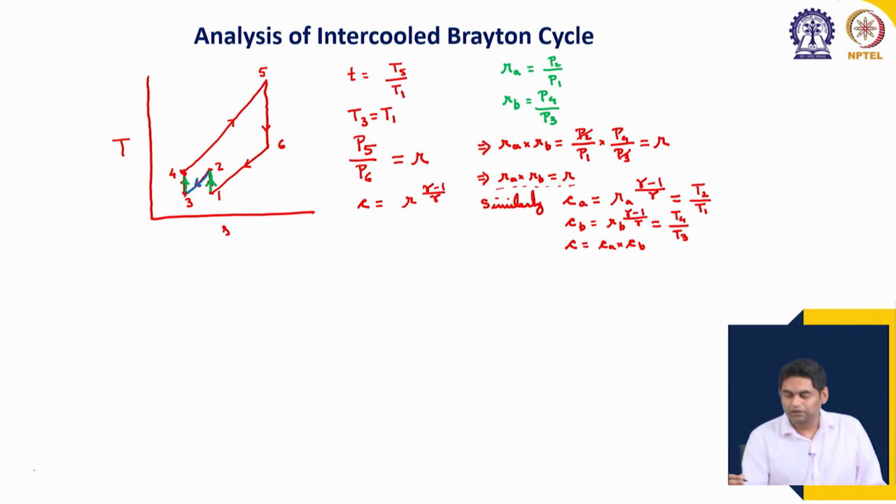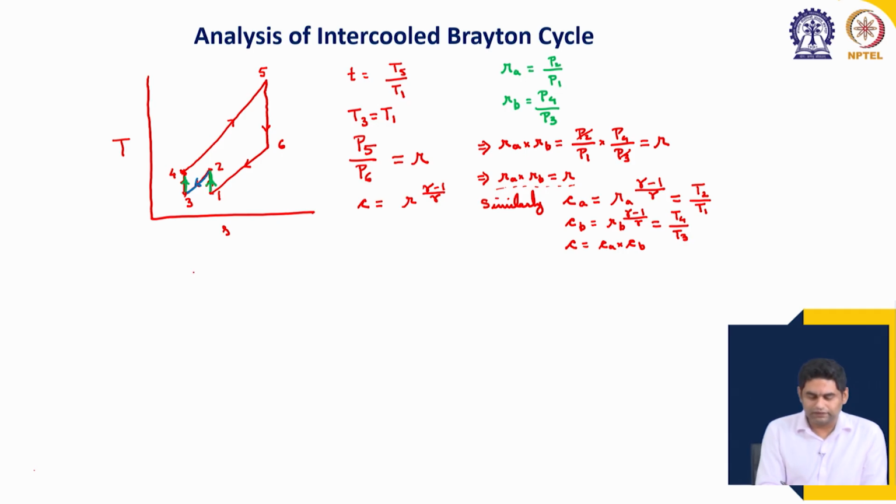Later we will do an optimization and we will find that there is a particular set of values of R where we get the highest work output. And this is almost similar to the case of the reheat cycle, where the highest value of overall work output, or lowest value of work input to the compressor, is obtained when R A is equal to R B equal to root R, that we will derive in the next class. Anyway, C is equal to C A into C B.